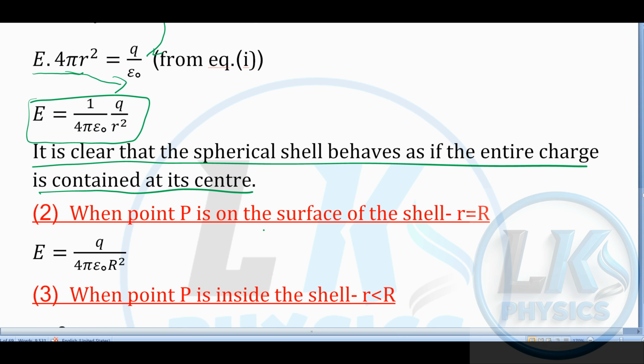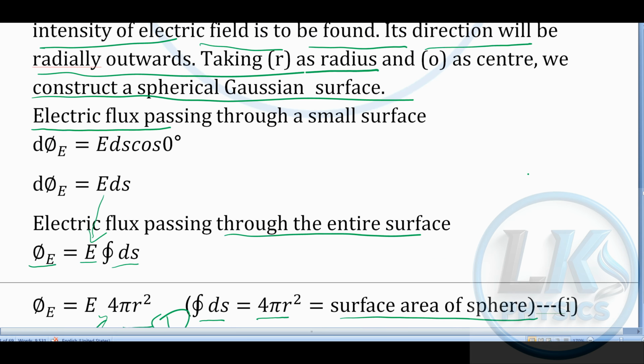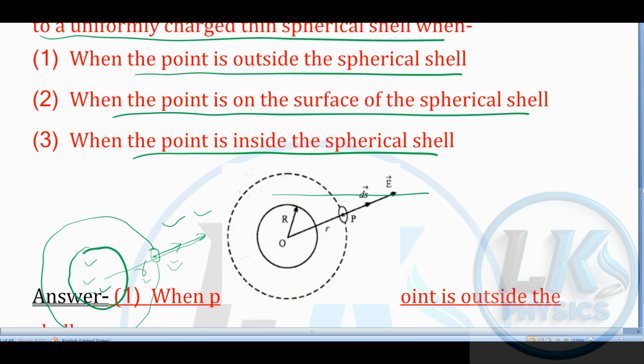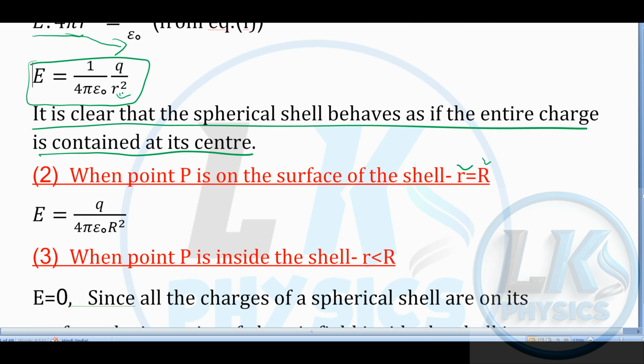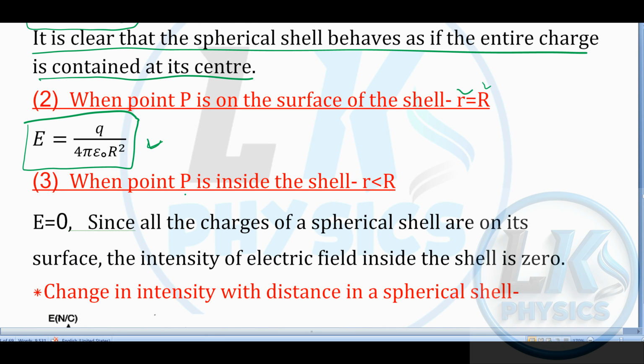The next point: when the point lies on the surface of the shell, then small r equals capital R. Let us see the diagram. If this point lies here, then small r equals capital R. So we put capital R in place of small r, then we have E equal to 1 upon 4 pi epsilon naught q upon R square. This is the electric field at the surface of the sphere.